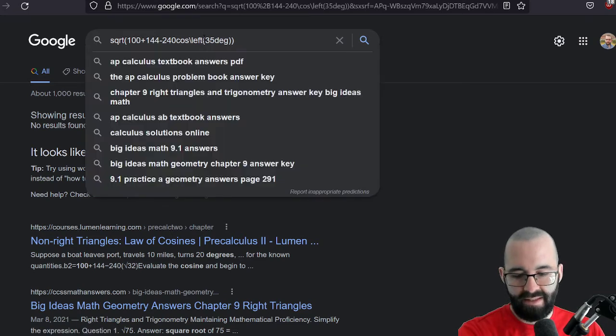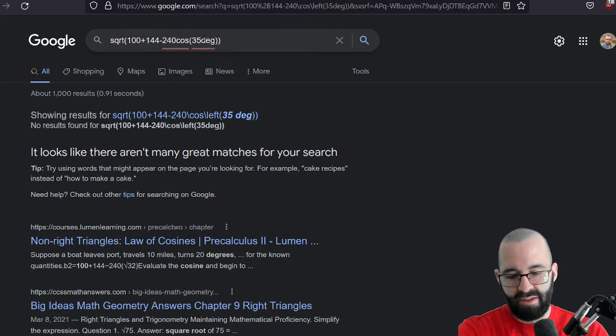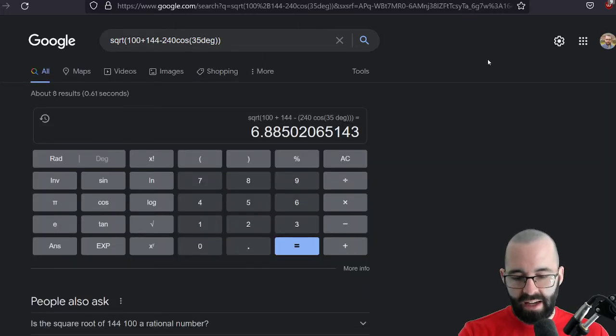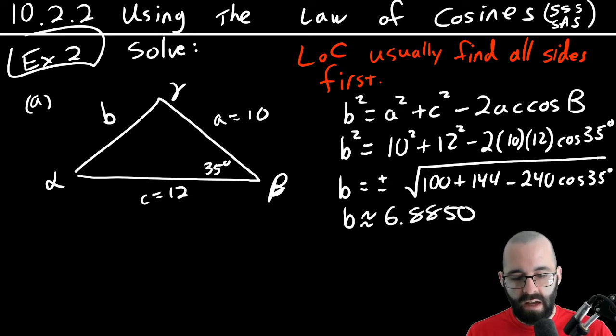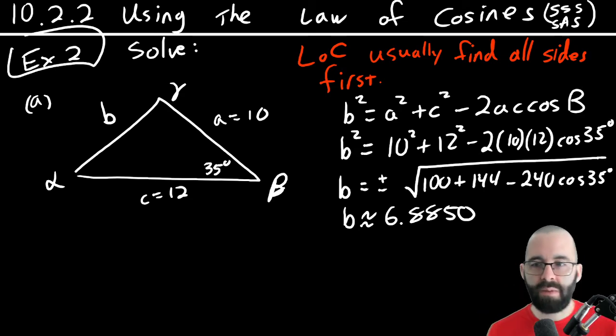Oh, it's because I just copied it. I shouldn't have copied it because it has the wrong formatting. There we go. It should be about 6.8850. And again, if we're using this b later, we want extra decimals.